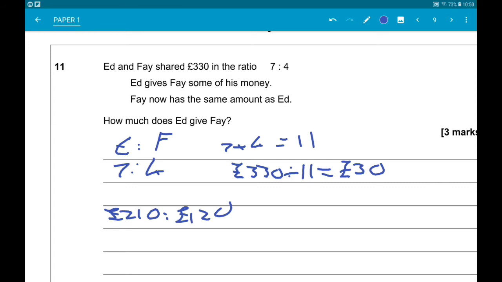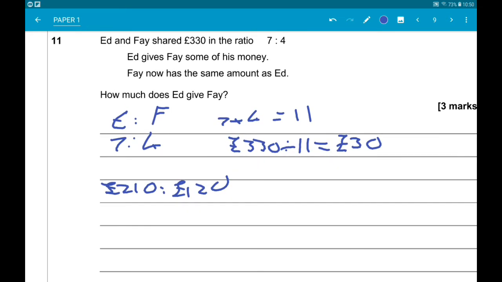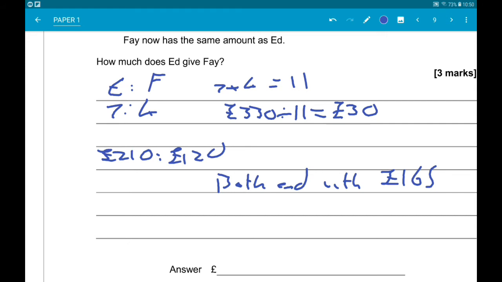Now, for them both to end up with the same amount, they're both going to have half of 330. So they both end with 330 divided by 2. So that's 165 pounds. So for Faye to get from 120 to 165, Ed needs to give her 45 pounds.